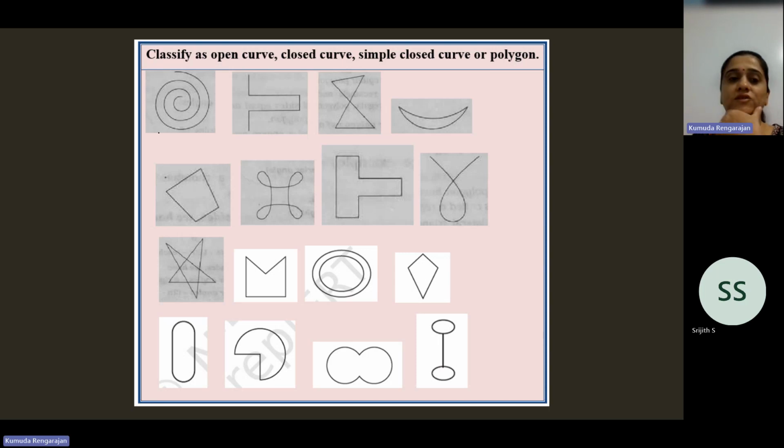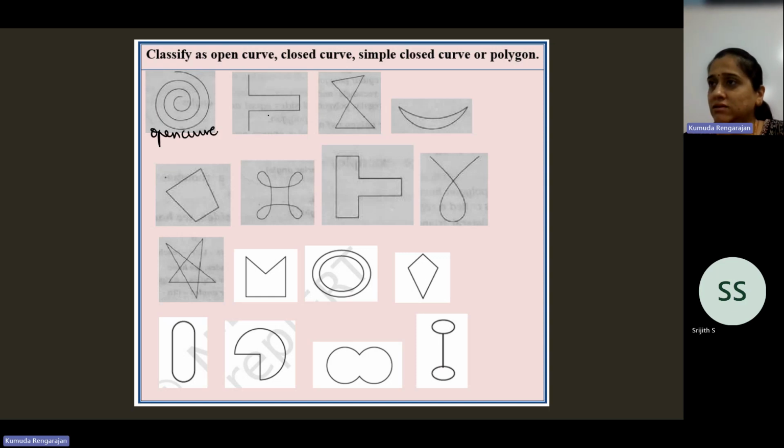Harini, the first one. It's an open. Is it a curve? Why is it a curve? Very good. You can draw it without lifting your hand. So it's a curve, but it's an open curve because this is the starting point and this is the ending point. You go like this. So this is an open curve. Very good. The first one is an open curve.